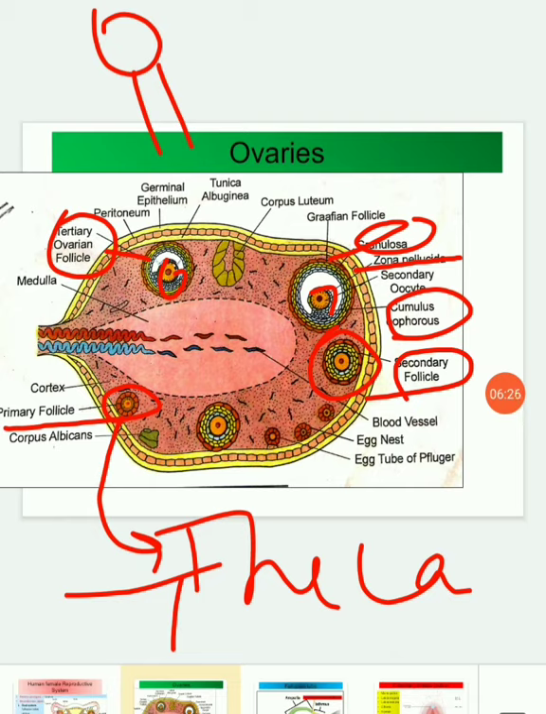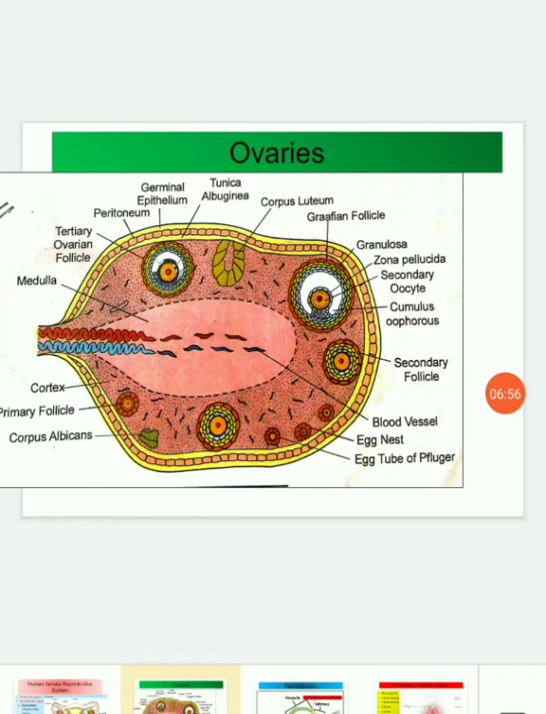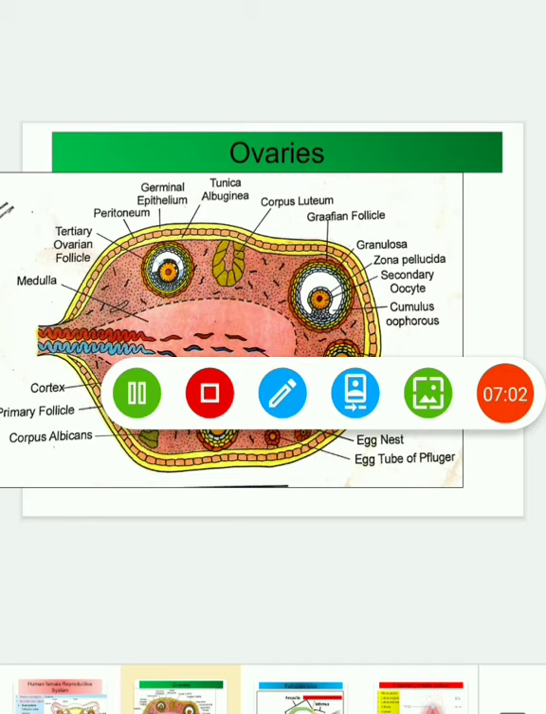So these are the structures, and the mature follicle is called the Graafian follicle. After this it will undergo the ovulation phase and release the ova, and the remaining portion of this Graafian follicle is known as corpus luteum. After the corpus luteum also degenerates, it ultimately forms the corpus albicans. So these are the structures shown in the figure of the ovary. This is the overview of the ovary.